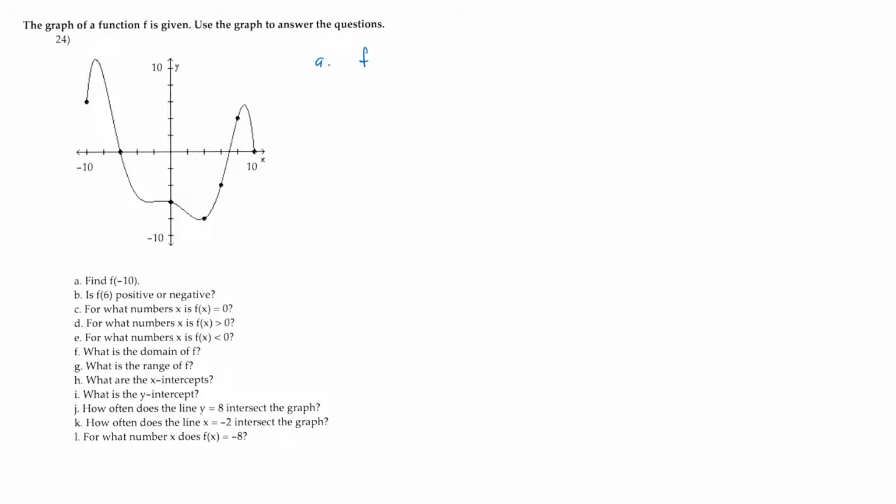Alright, so they want me to figure out what f of negative 10 is. F of negative 10 wants us to identify the y value when x equals negative 10. So when x equals negative 10, it looks like the corresponding y value is 6. We need to remember that f of x equals y. And so they're giving me the x and we want to find the y. So the answer to part A is 6.